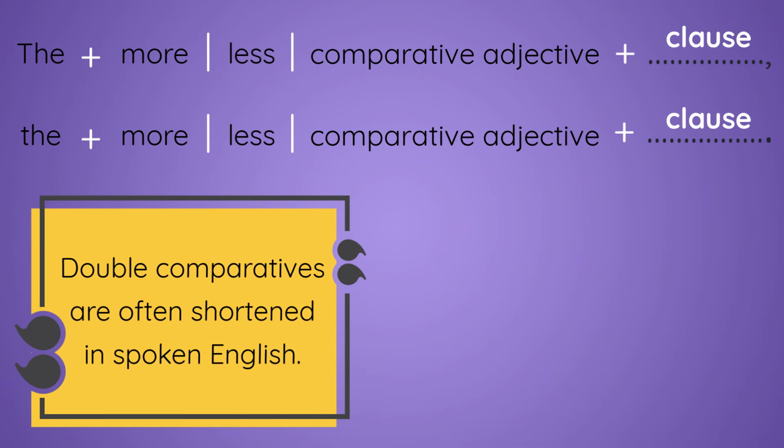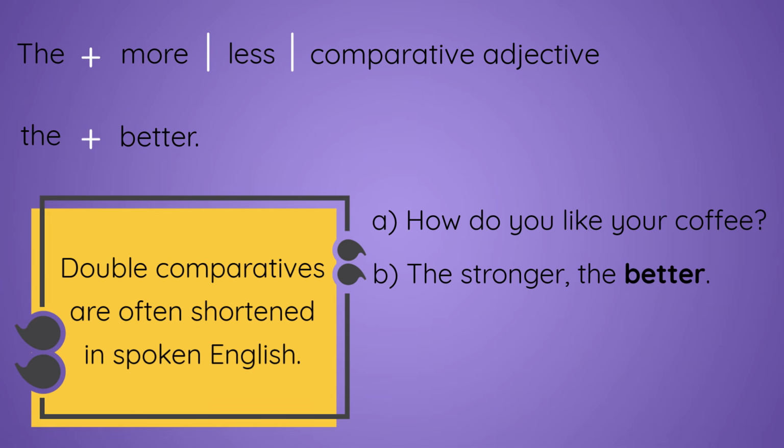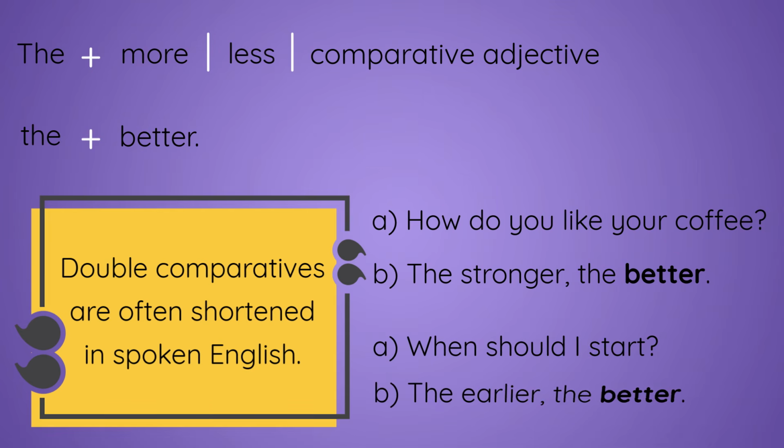Double comparatives are often shortened in spoken English. The short form of this structure is used in a sentence ending in better. How do you like your coffee? The stronger, the better. When should I start? The earlier, the better. We use the short form, especially when used as a cliche.